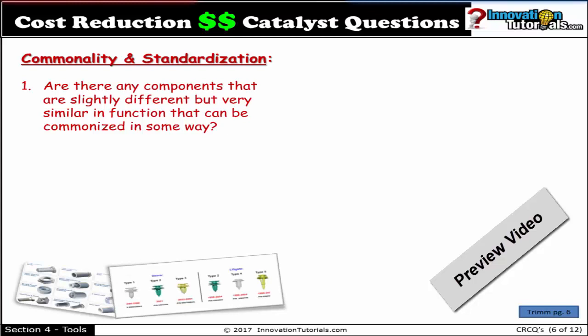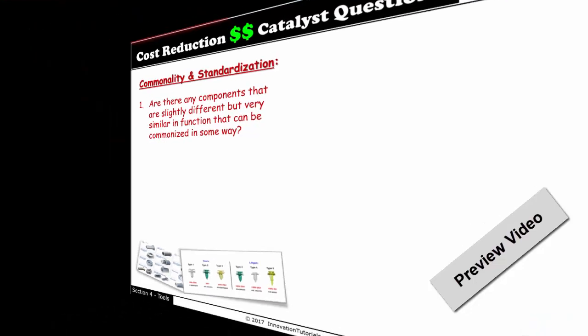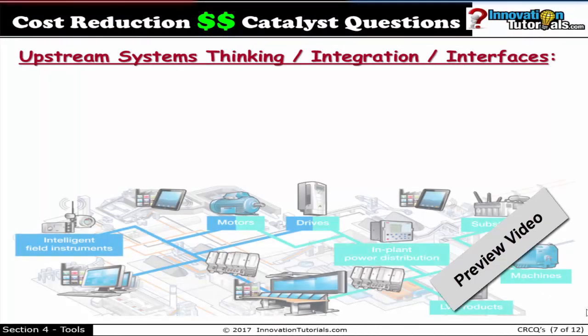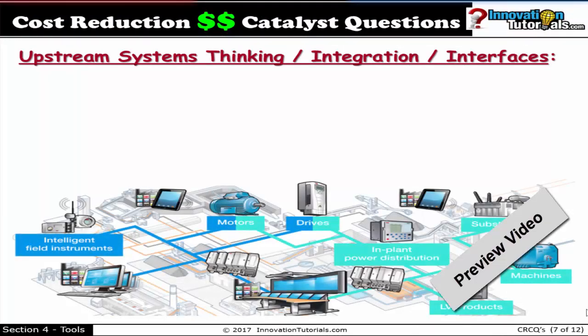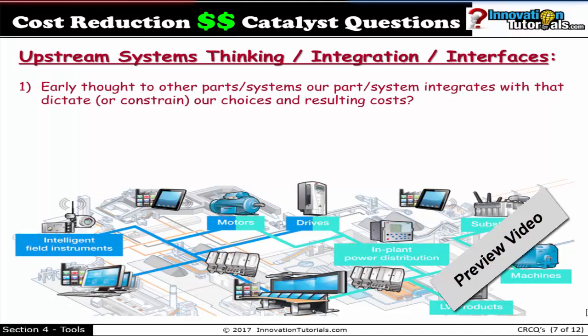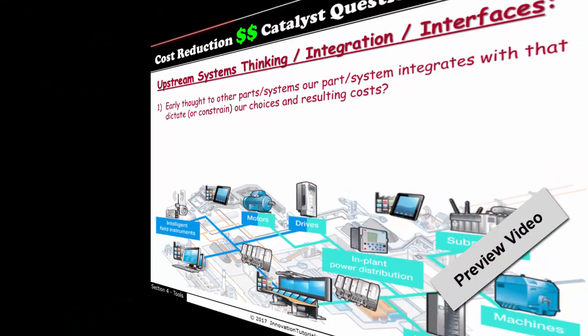Another big category that you can get a lot of benefit from is commonality or standardization. Whether they're fasteners, buttons, connectors, hinges, whatever it is that you have in your system, maybe I can standardize on components and save a lot of money by purchasing it in economies of scale. Systems often interface with many other systems, and those other systems can influence the cost of our systems. So we should give early thought to other parts or systems that integrate with our part.